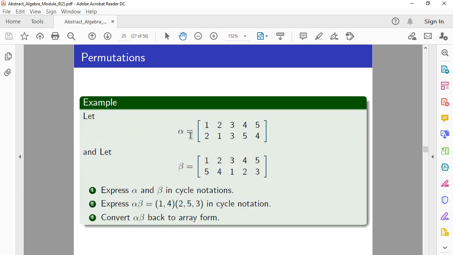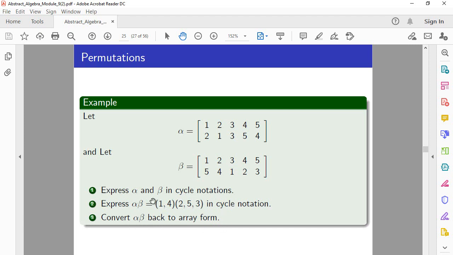So let alpha be this permutation and let beta be this permutation. We want to express alpha beta in cycle notation, and then convert alpha beta, alpha times beta, back to array form or the table form.